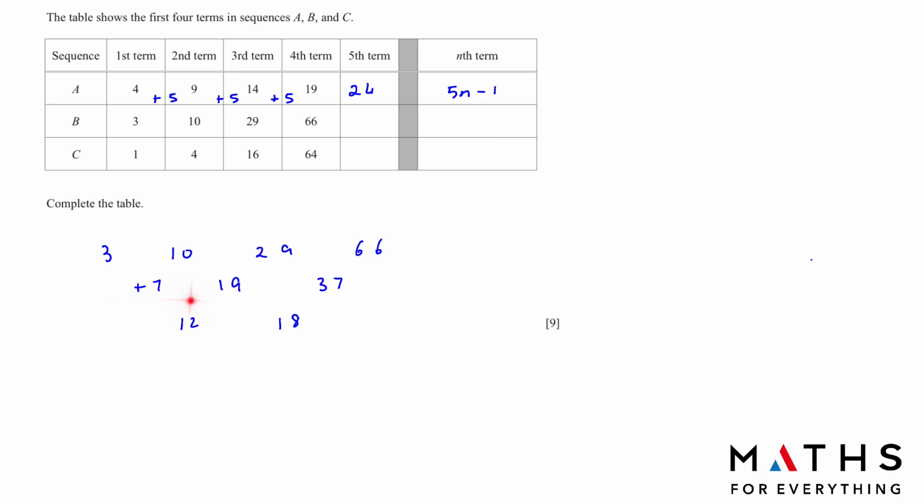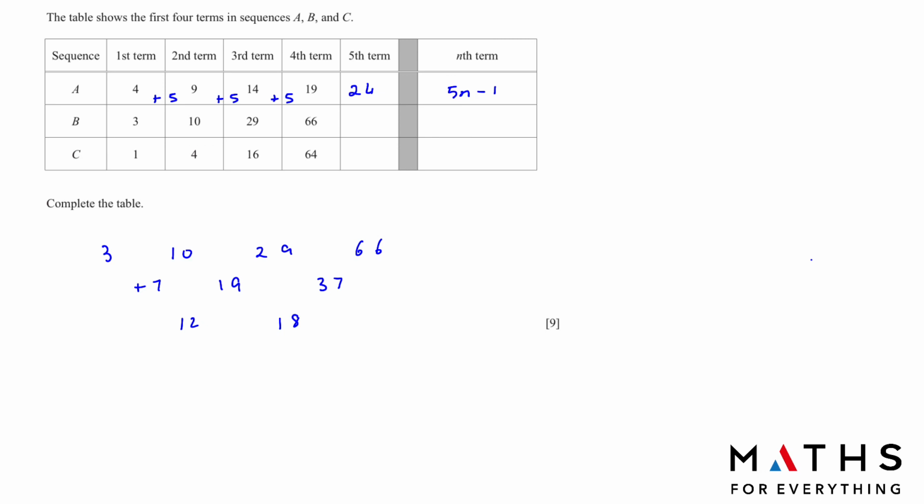The differences are not the same. The first difference is not the same. The second difference is not the same. If the second difference was the same, it would be a quadratic sequence. It is not the same. So the other option is that it will be either a geometric sequence or a cubic. For geometric, the difference must be the same when I divide the numbers. For example, 10 divided by 3, 29 divided by 10, 66 divided by 29, they should be the same, but they are not the same. So it's not geometric either.